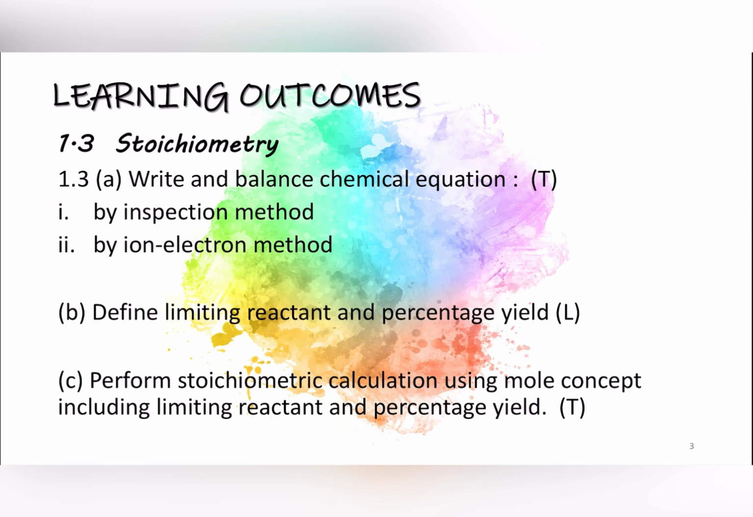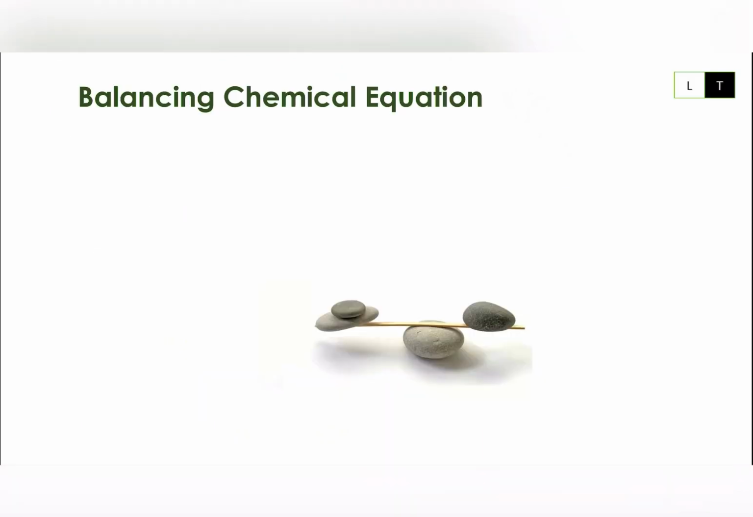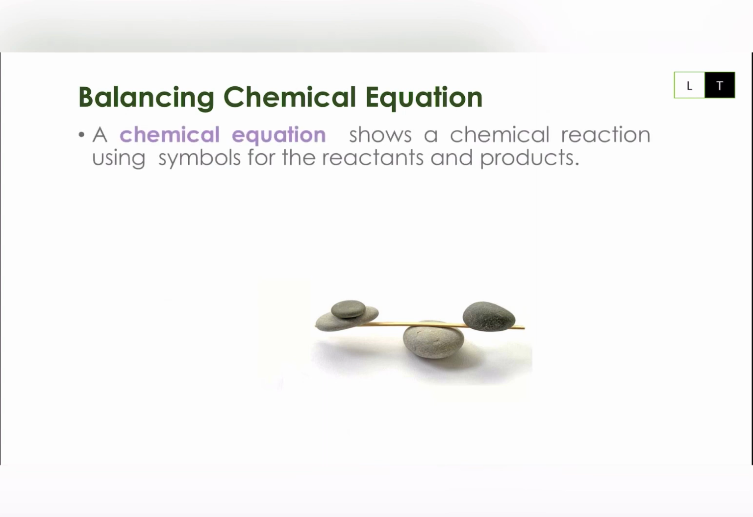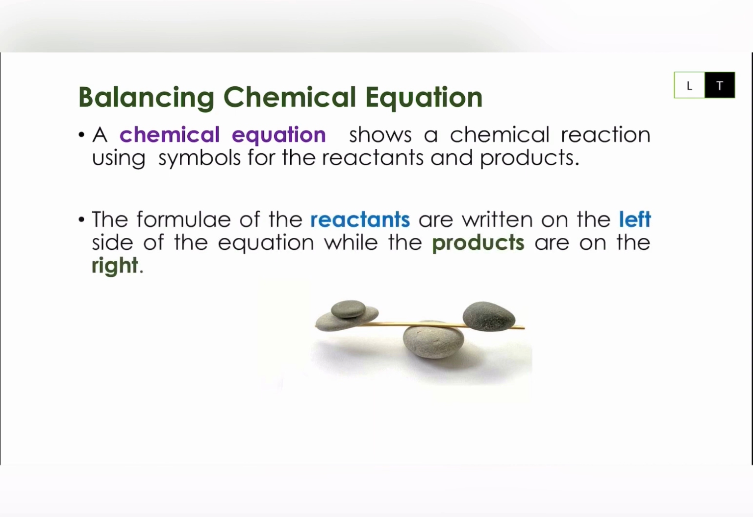These are the learning outcomes that you have to learn based on this subtopic. In this video, I'm going to focus on balancing chemical equations. For your information, a chemical equation shows a chemical reaction by using symbols for reactants and products. Usually, reactants are written on the left side of the equation, while the products are on the right side. And then you have to balance the equation.